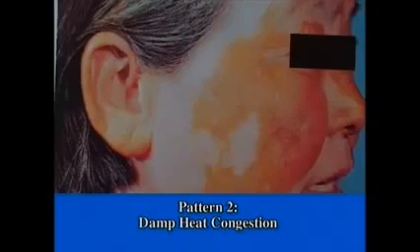Pattern 2. Damp heat congestion. Primary symptoms. When damp heat is a primary factor, the patches tend to be more pink and appear mostly on the face or on the base of the neck. The patches grow more rapidly during the summer and autumn and less rapidly in the winter and spring. Heat or sunburn will cause the area to itch severely.